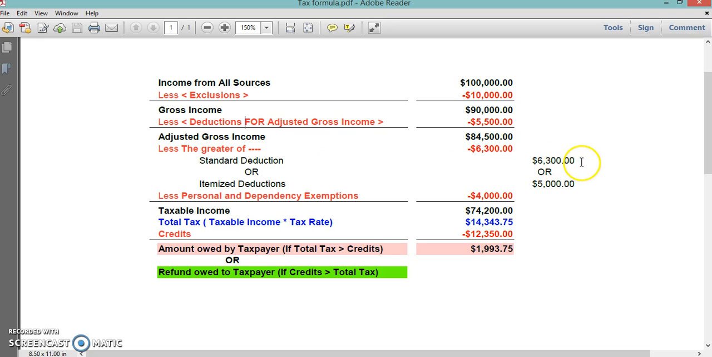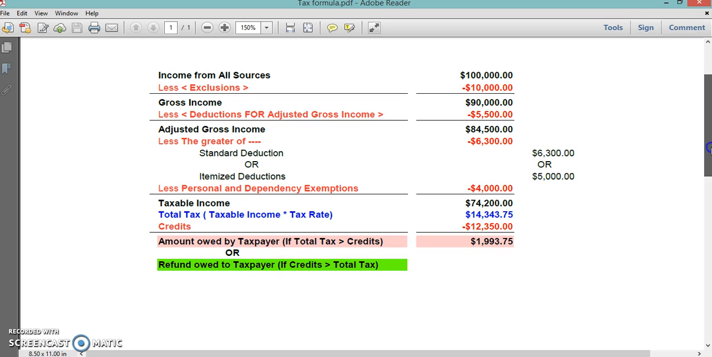So in this case, the taxpayer had $5,000 of itemized deductions, but they will kind of lose this because the standard deduction is greater and it makes more sense for them to take the standard deduction. We're going to cover that again in detail later on. Then you take, after you do the deductions for AGI and deductions from AGI, you take the personal and dependency exemptions, which is $4,000 for the year 2015.